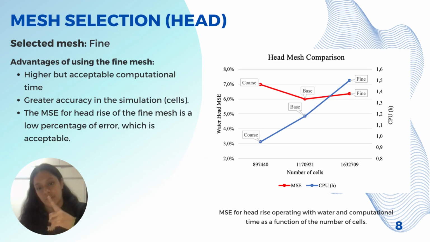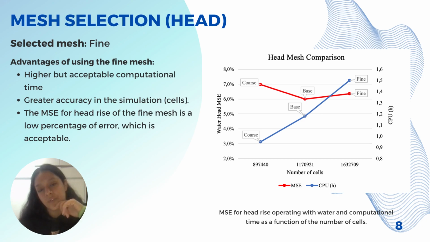We ran 3 meshes: the coarse, the base, and the fine. The only difference between the meshes is the number of cells and the base size. According to this, we also made a comparison by head and by efficiency. When we see the head mesh comparison, we should choose the base, taking into account that it has a lower MSE and a similarly low CPU time.